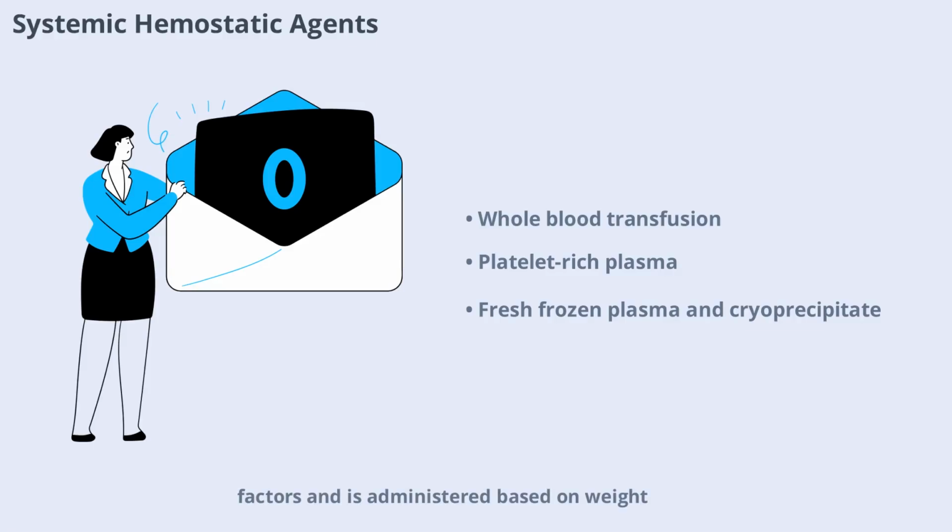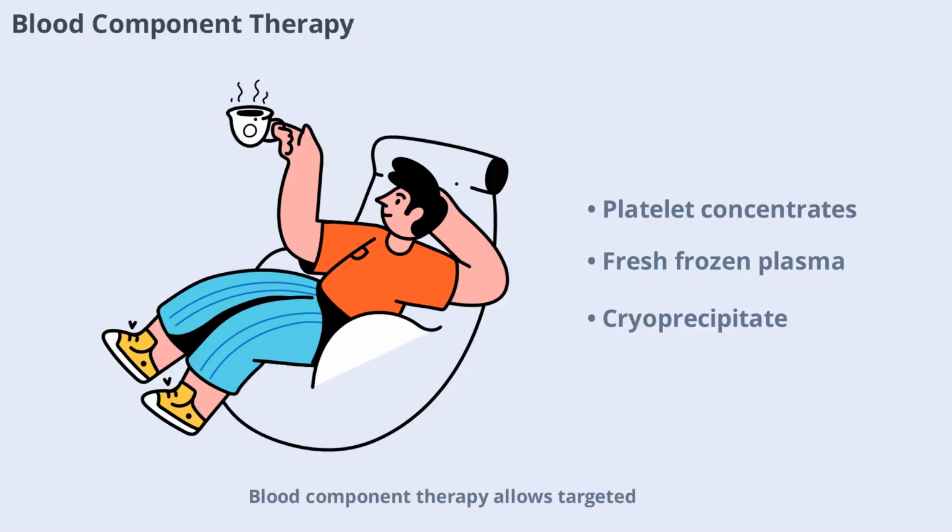Cryoprecipitate contains factor VIII, fibrinogen, factor XIII, and von Willebrand factor. Tranexamic acid and adrenochrome monosemicarbazone are systemic chemical agents with varying efficacy. Blood component therapy allows targeted treatment of specific hemostatic defects. Platelet concentrates are viable for 3 days at room temperature and must be infused quickly. One unit raises platelet count by 7,000 cells per cubic mm.